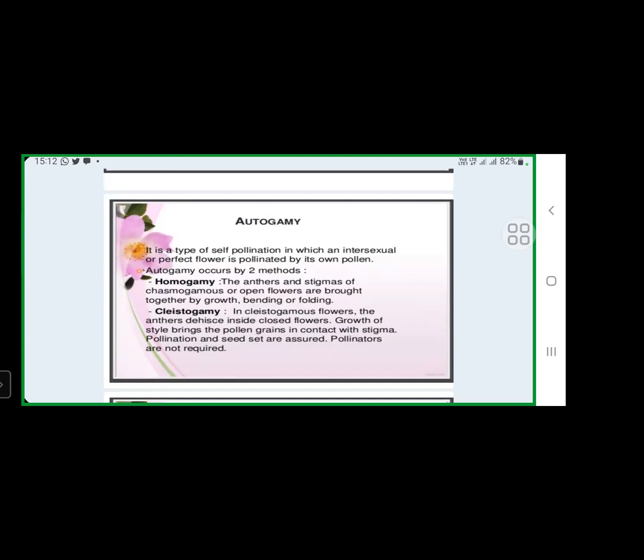So that is the homogamous. Homogamy means the anthers and stigma of the chasmogamous or open flowers are brought together by growth, bending or folding. That is the homogamous pollination.